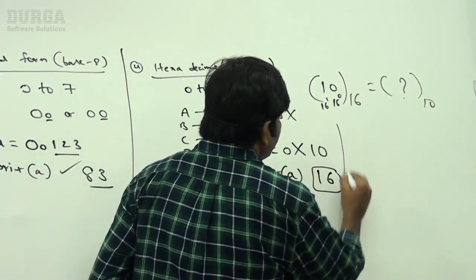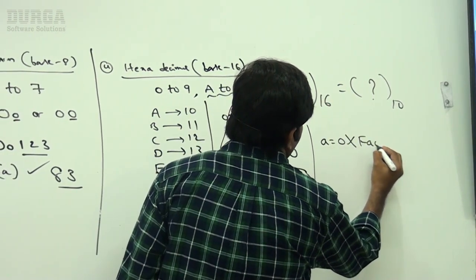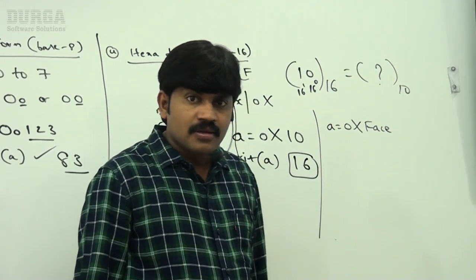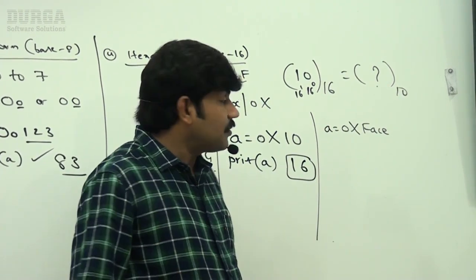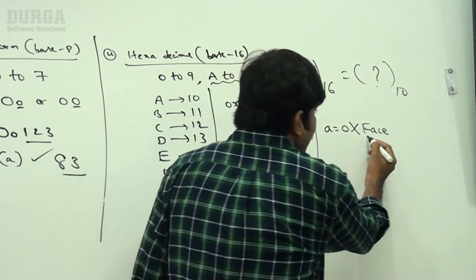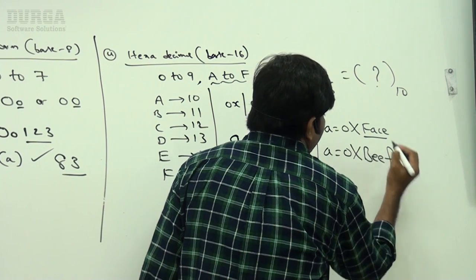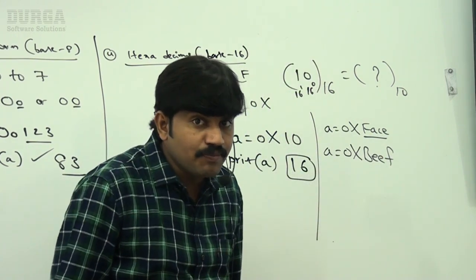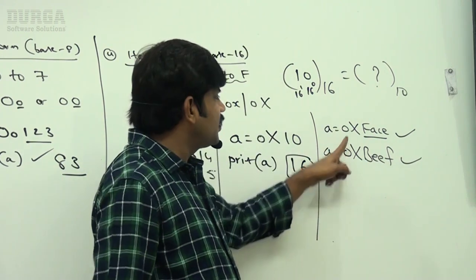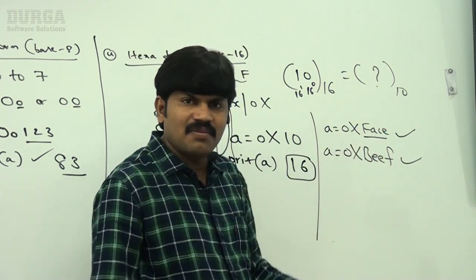Can you please tell, is it valid or not? A is equal to 0xface. Is it valid or not? Yes, perfectly acceptable. F, A, C, E, within the range of A to F only. Yes, valid. A is equal to 0xbeef. Valid or not? Valid, no problem. If you want, you can print it, sir. It will give some odd number like 48,000 something.